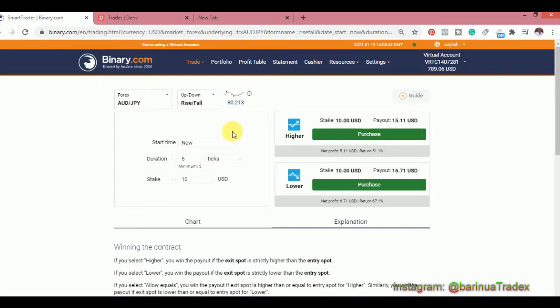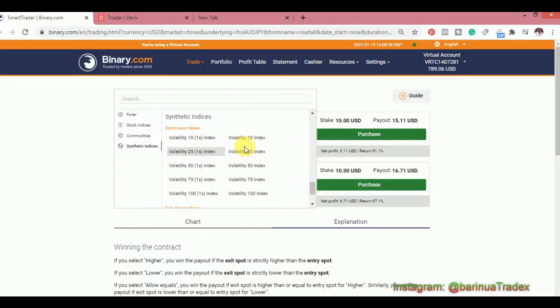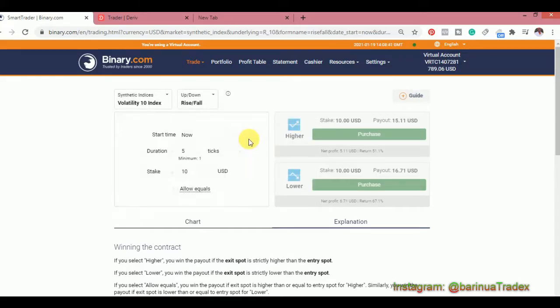So first of all, what I'm going to do right here is switch to synthetic indices. We all know the volatility market is one of my favorites. It's our favorite because of its versatility and the volatility of its volatility as well.